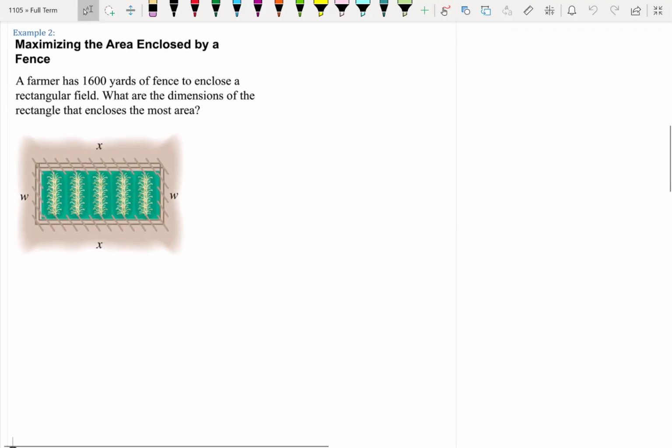Alright, we're picking up on example 2 from 4.4. Maximizing the area enclosed by a fence. A farmer has 1,600 yards of fence to enclose a rectangular field. What are the dimensions of the rectangle that encloses the most area?